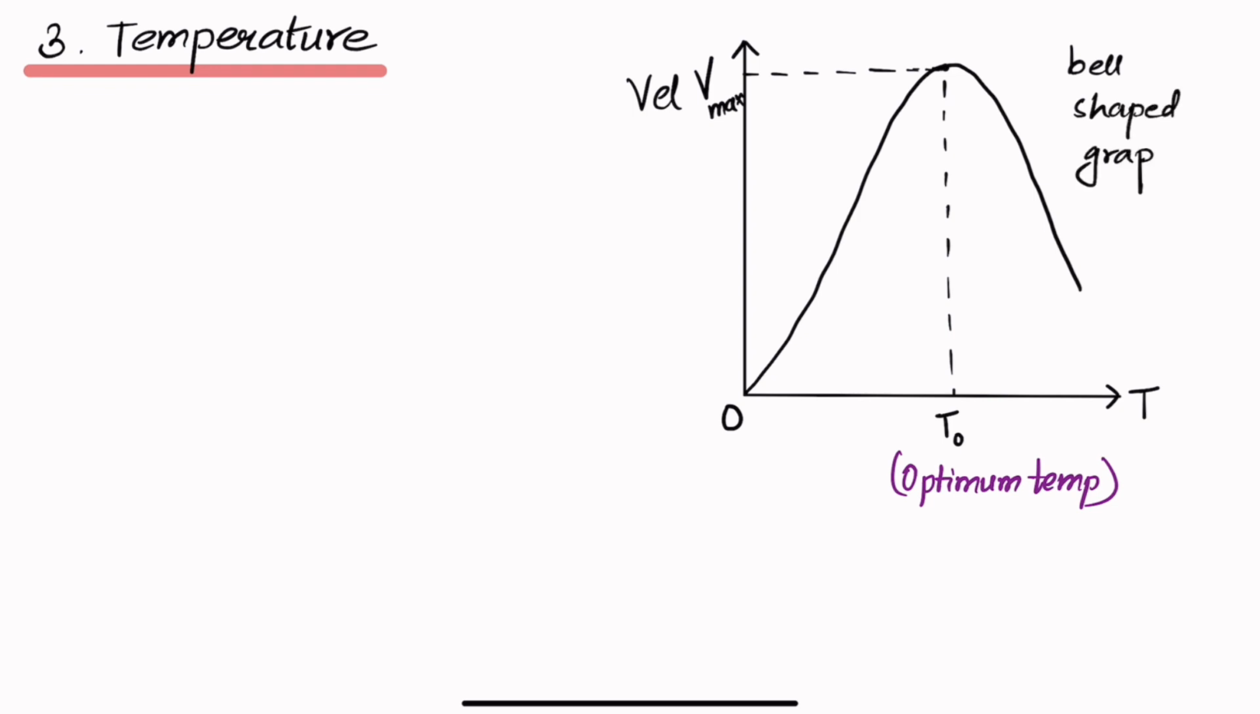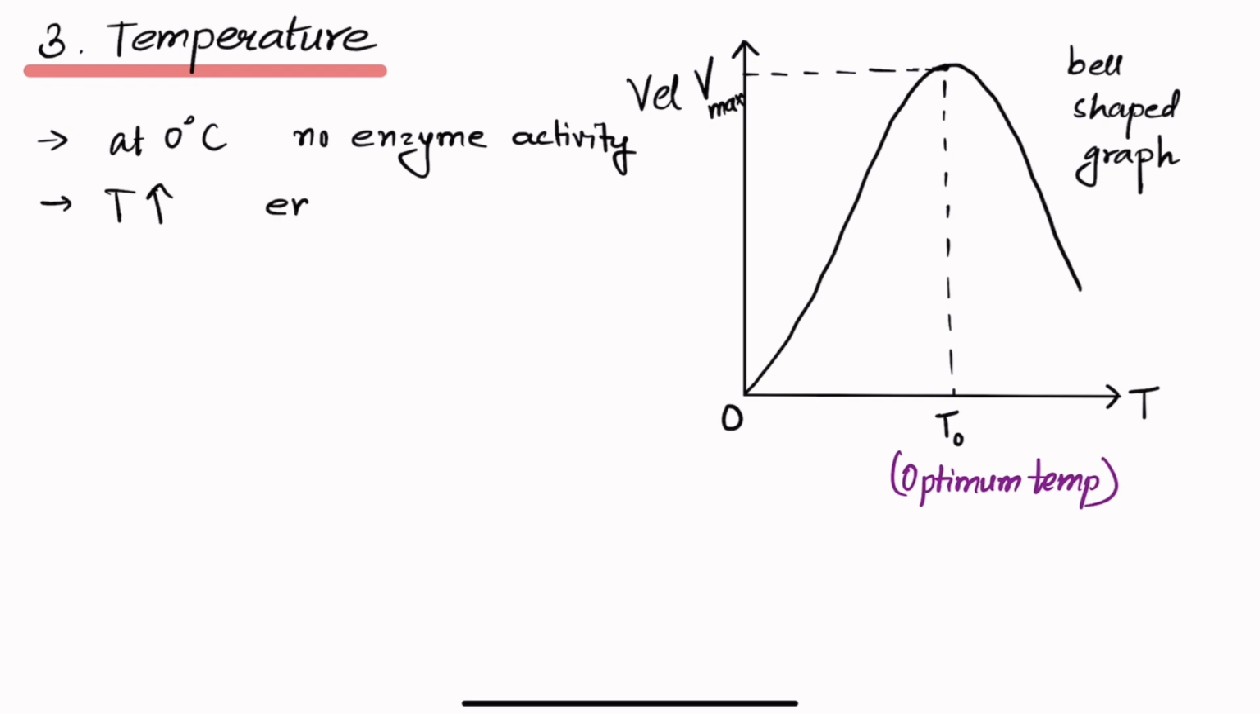Let's decode this bell-shaped graph. So first, at 0 degrees Celsius, there is no enzyme activity. Upon increasing the temperature, the activity of the enzyme increases. Here's the reason, or mechanism, behind it.